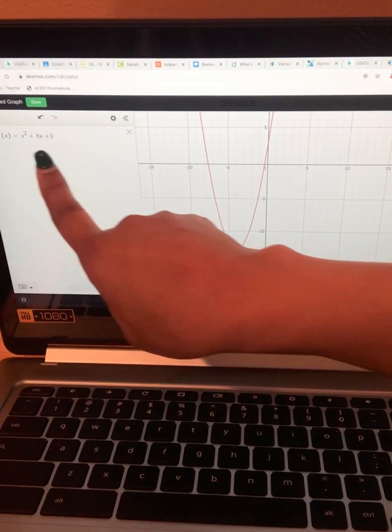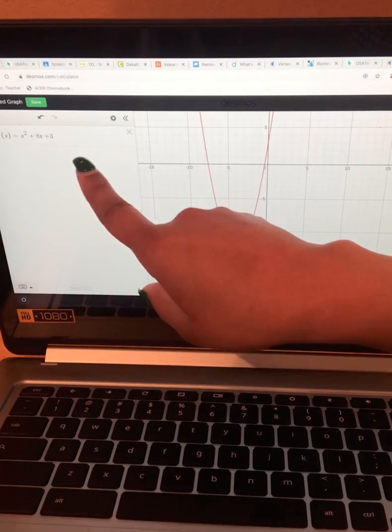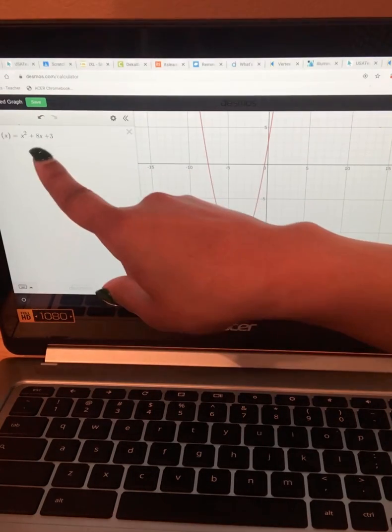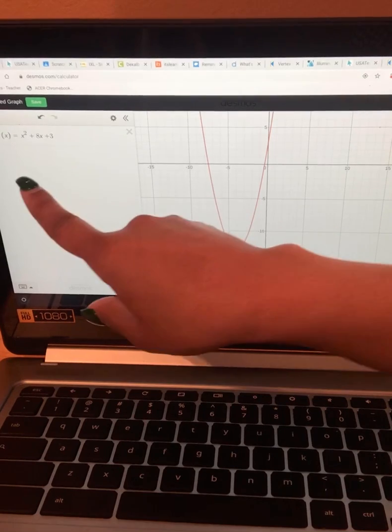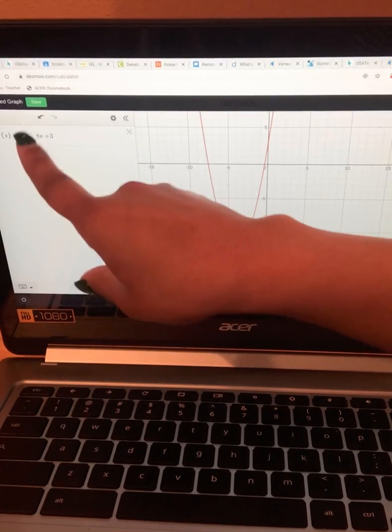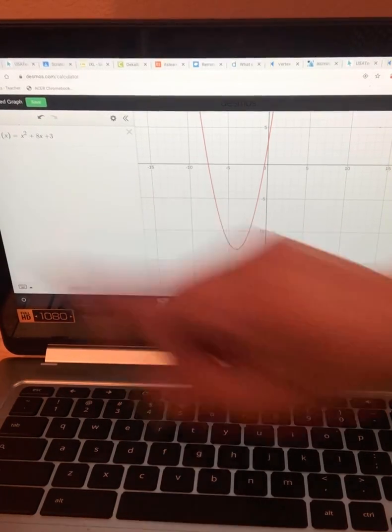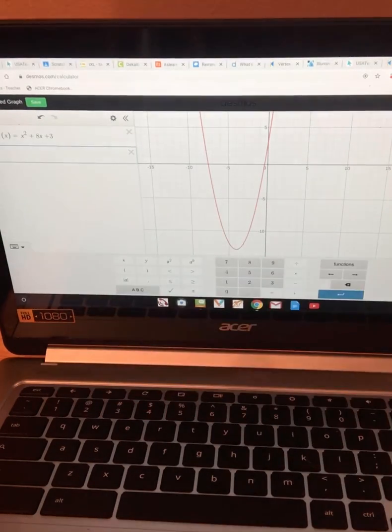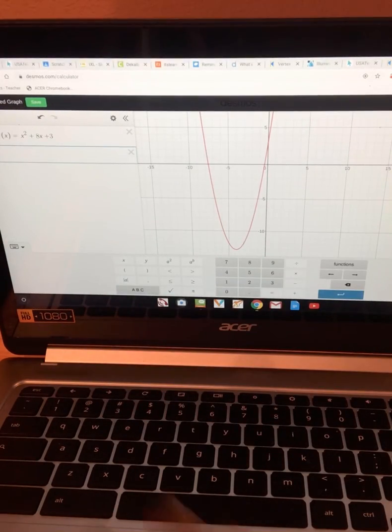All right, so this is the form that we've been using. It's called standard form, where we would have our ax squared plus bx plus c. So in this case, my a would be an invisible 1, my b would be the 8, and my c would be the 3. Today's lesson, we are going to learn another form.